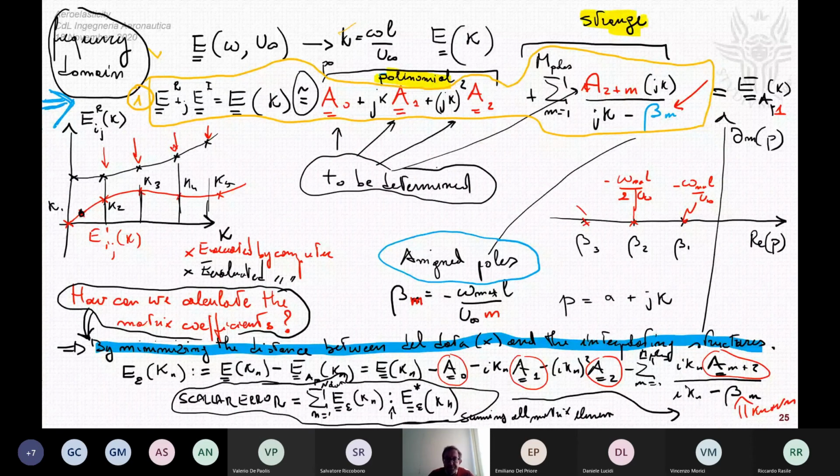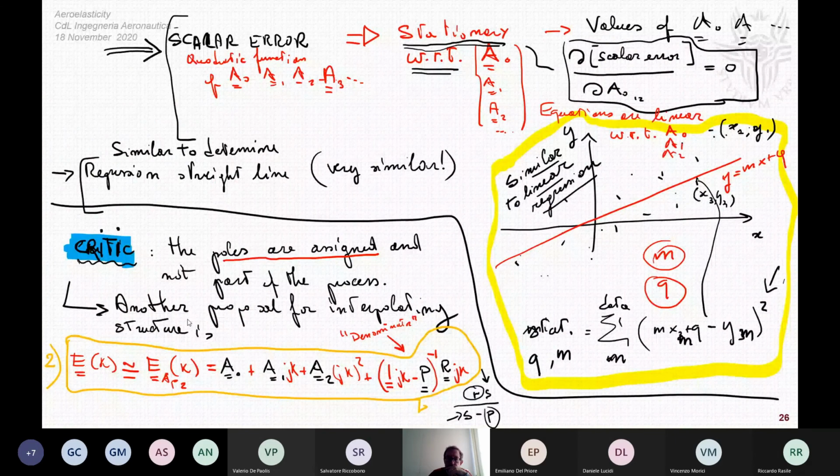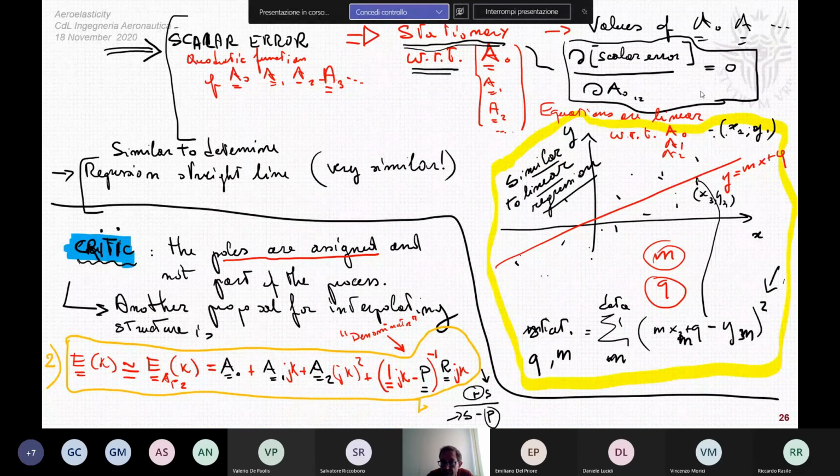And so in this other view graph, we have determined this scalar error, and we have imposed that this global scalar error be stationary with respect to the matrix coefficients. We have just imposed that the derivative of this scalar error with respect to each term of this matrix be 0. Since the error is a quadratic function of A, the derivative is a linear expression of the A coefficients, and therefore we just have to solve a linear problem for minimizing the error and so determining the interpolation structure.